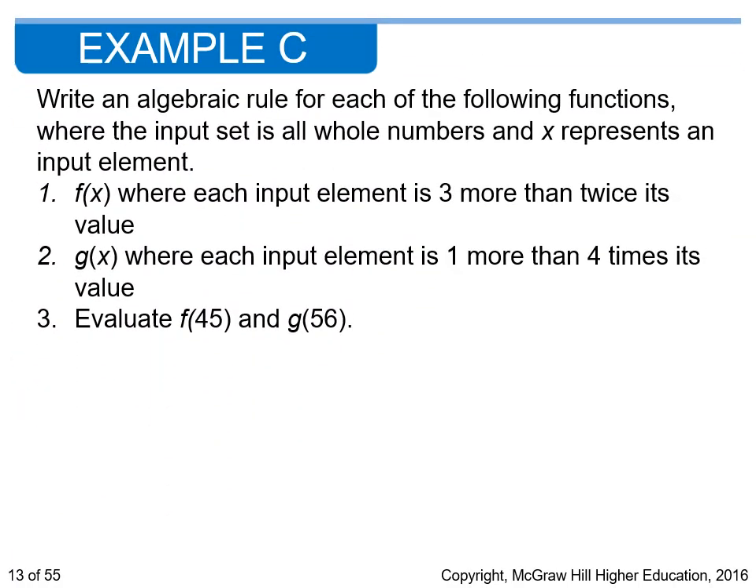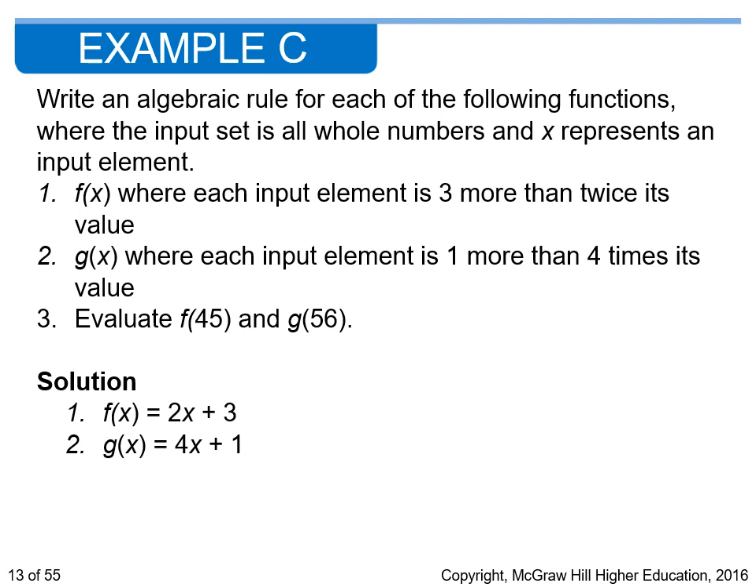Okay, this time we're going to write algebraic rules for each of these functions, and the input will be all the whole numbers, and x is the input element. So f of x, where each output is 3 more than twice its value. And you can see the answer there. For g of x, we have 1 more than 4 times its value. And you could have put 3 plus 2x. You can switch the order on those two because addition is commutative.